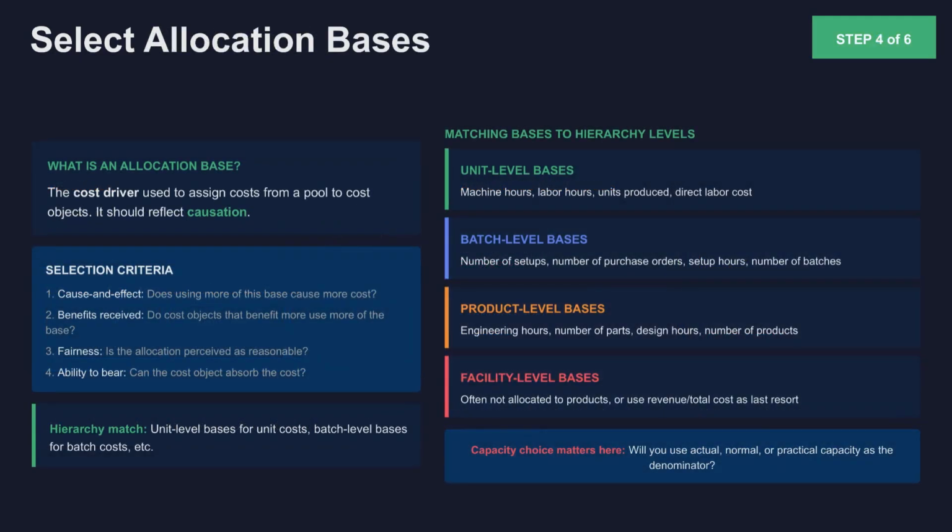Fourth step, choose the appropriate allocation bases by identifying cost drivers that justify cost distribution. Ensure your bases adhere to criteria such as cause and effect, fairness, and practicality, while matching cost objects' hierarchy levels, from unit and batch to product and facility, thus optimizing cost allocation efficiency significantly.